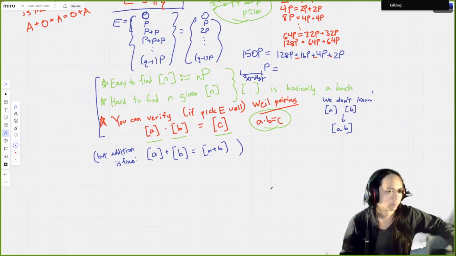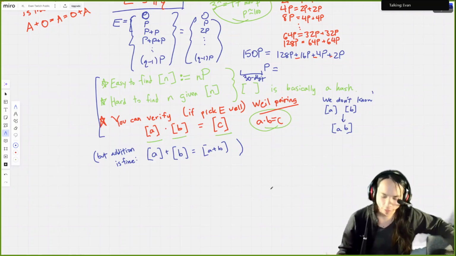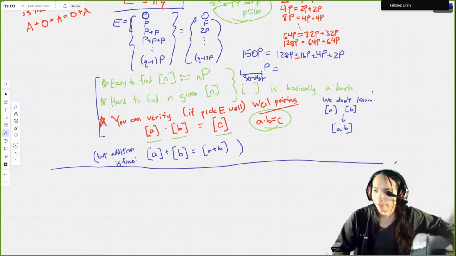Okay. That's fine. So this is all I'm going to do with the elliptic curve setup. Now I can finally tell you the KZG protocol.